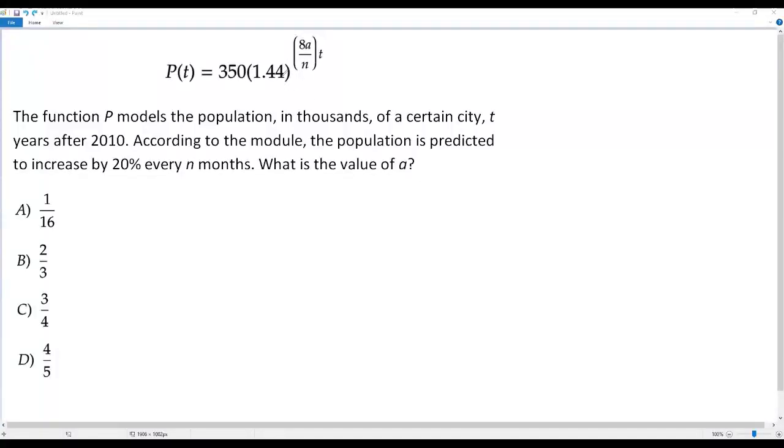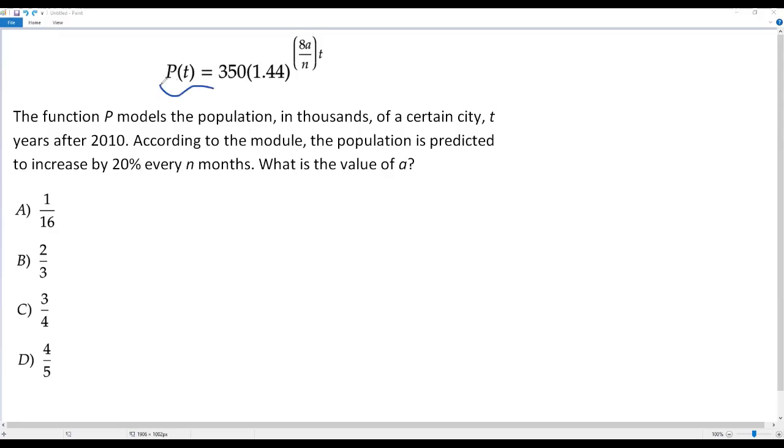Here we have a SAT math problem. Okay, let's go with the question. P of t equals 350 times 1.44 to the power of 8a over n times t. The function P models the population in thousands of a certain city t years after 2010. According to the model, the population is predicted to increase by 20% every n months. What is the value of a?